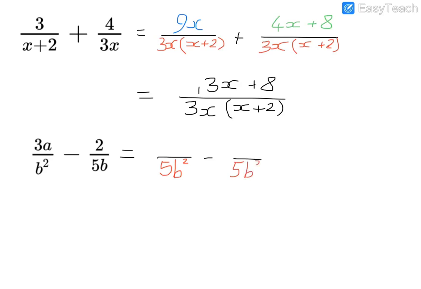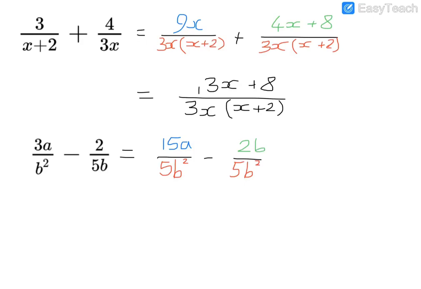So let's think about the one on the left. What have I had to do to this to change it into 5b squared? Well, I had to multiply it by 5, obviously. So we're going to do the same on the top. We're going to multiply that by 5, and I'm going to get 15a, because 3a multiplied by 5 is going to be 15a. What have I had to do with this one to change 5b into 5b squared? Well, I had to multiply by b, so this is going to get multiplied by b as well, and I'm going to end up with 2b on the top there.